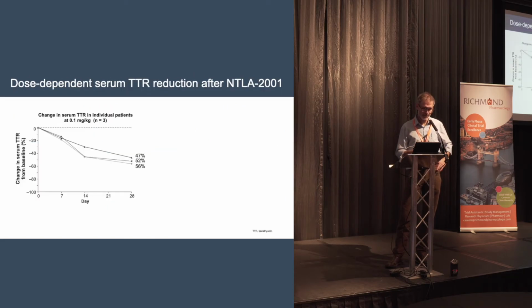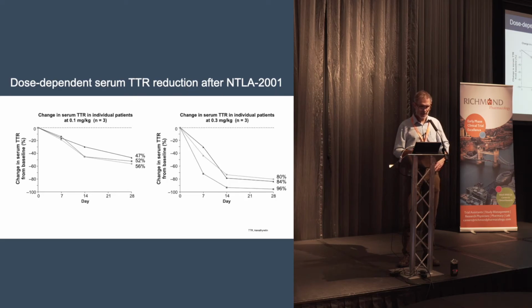And I suppose this is the exciting data. So this is the serum TTR reduction, which you can see drops by day 7 and deepens further by day 28 in all patients. And at the first dose level of 0.1 milligram per kilogram, the reductions range from 47 to 56%. And as you can see here, the reductions were dose dependent, with greater reductions detected in 3 patients who received the higher dose of 0.3 milligram per kilogram. And here the reductions range from 80 to 96%.